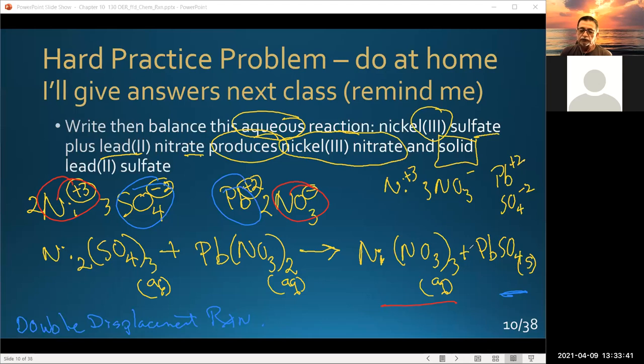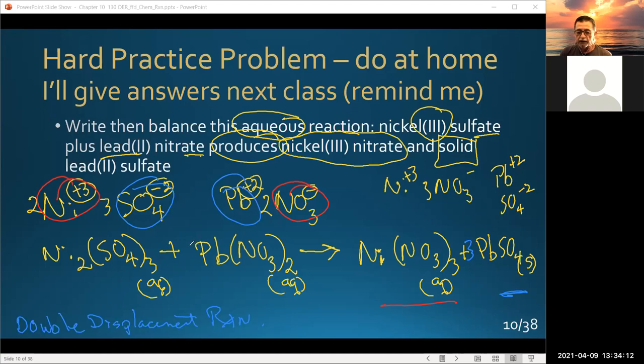So I could put a 3 in front of lead sulfate, which would then kick up my lead, and I have to go back and check that. So we can go that route. Let me change the color here, we'll keep it blue. I got 3 sulfates on the reactant side. Well, what if I put a 3 in front of there? That gives me 3 sulfates, does it not? But that kicks up my lead to 3.